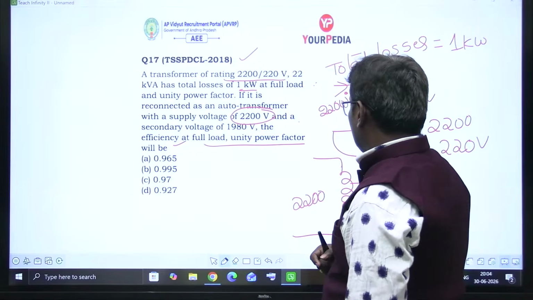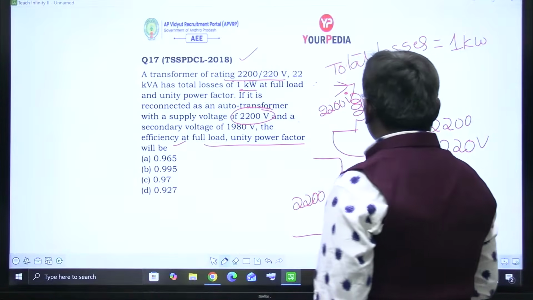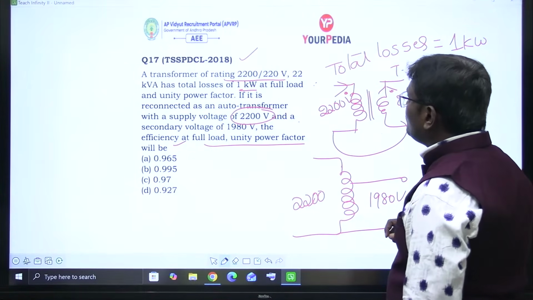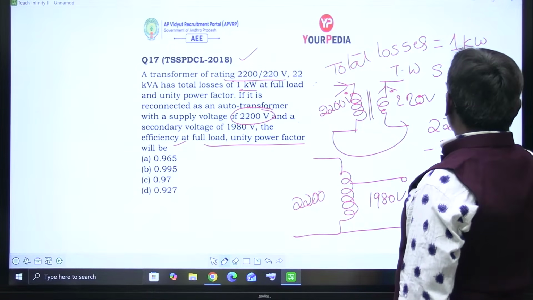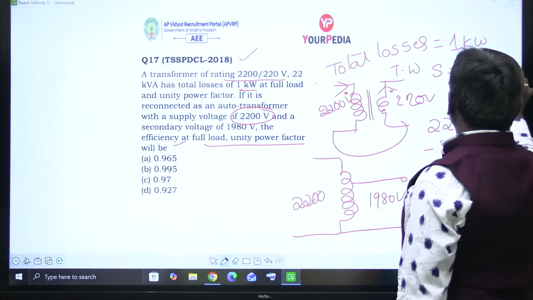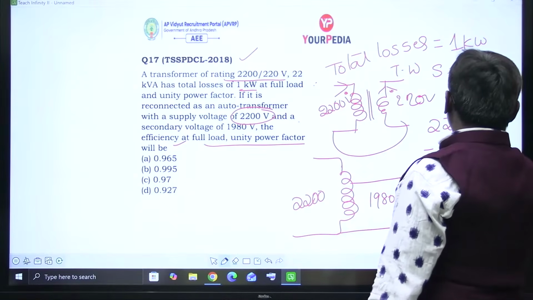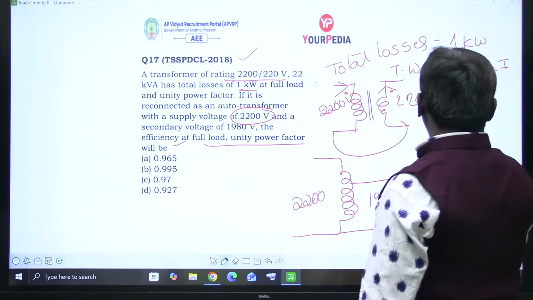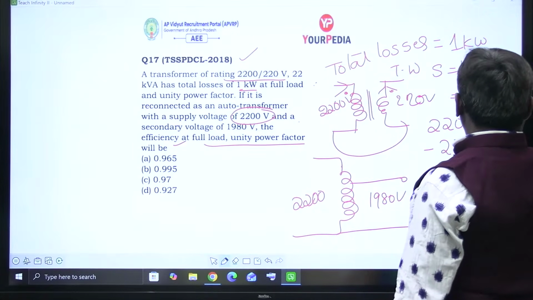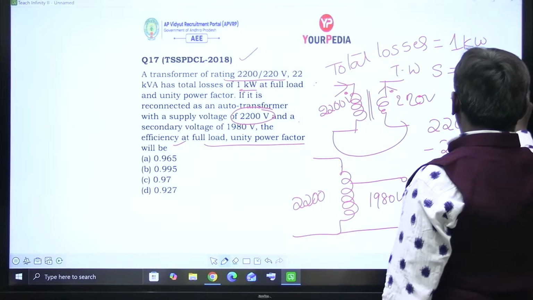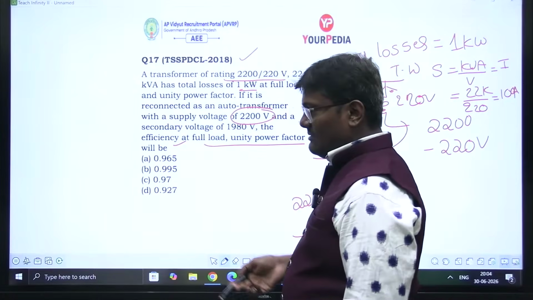Now the efficiency at full load is asked. What is the current flowing through the 220 side? Tell me, what is the rating of this one? It is 22 kVA. Volt ampere divided by voltage will give the current. So 22 kVA by the secondary side voltage 220 gives 100 amperes.